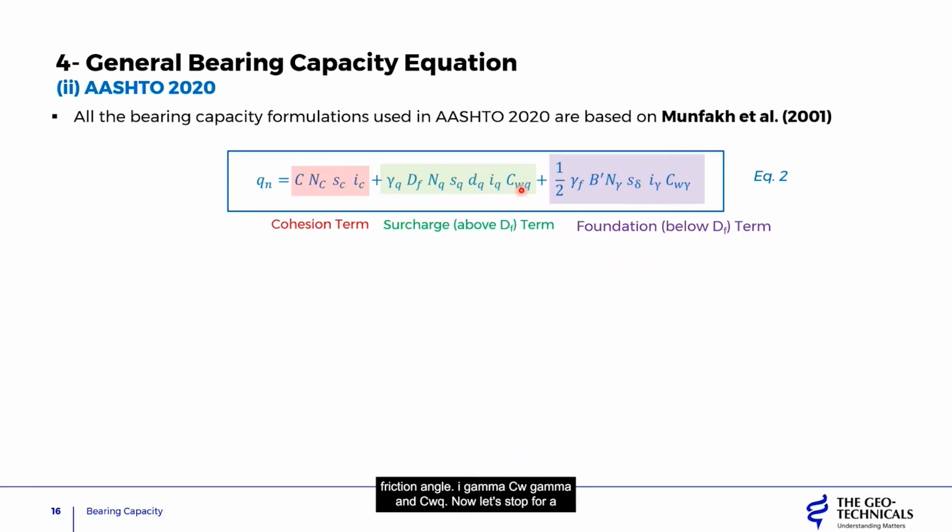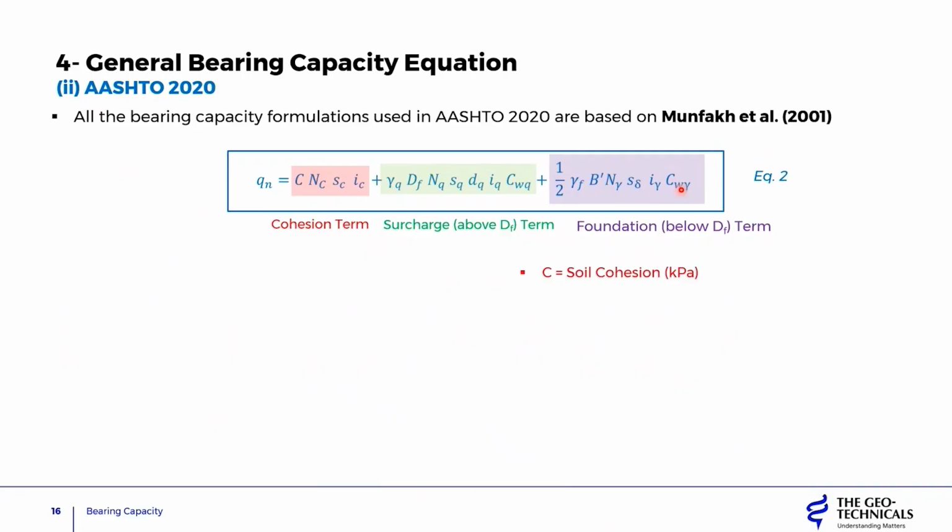Now let's stop for a minute. So all the terms are known for us. We have the shape factor, depth factor, inclination factor, NC, NQ, and gamma. We know all of these. So now we have CWQ and CW gamma. So that's basically to account for the water. So to account for the water in the H2 equation, you just add a factor, which is CWQ or CW gamma. The Canadian till now, we didn't see how you're gonna account for the water in your calculations, but over here it's straightforward. Just use this factor.